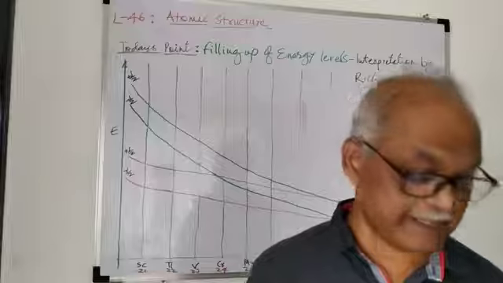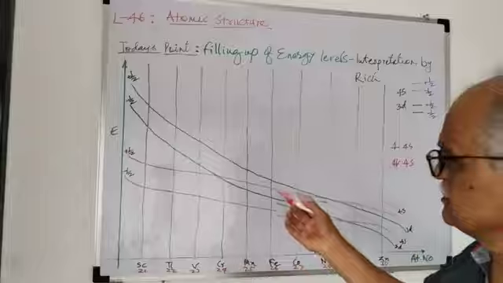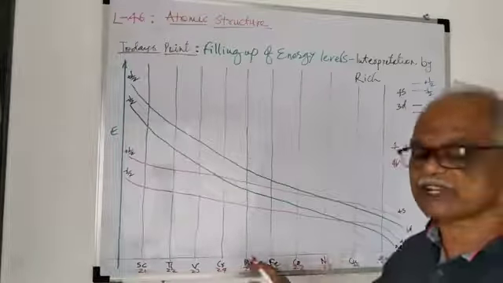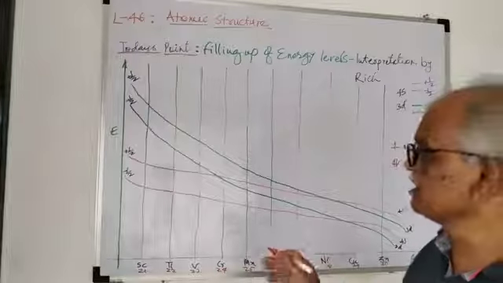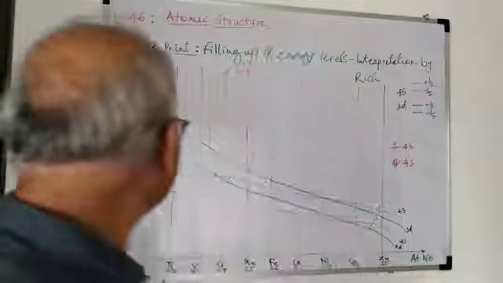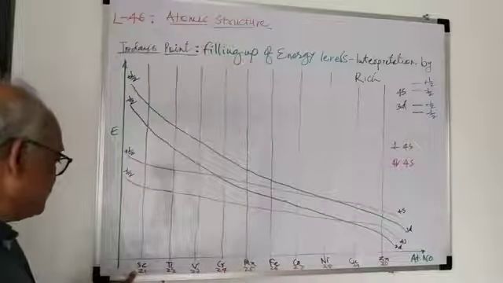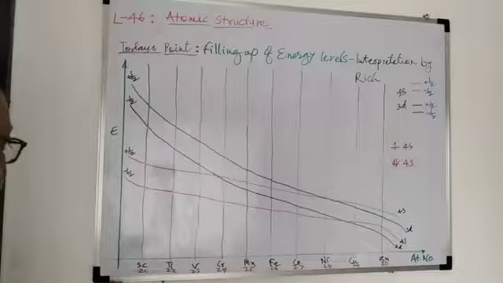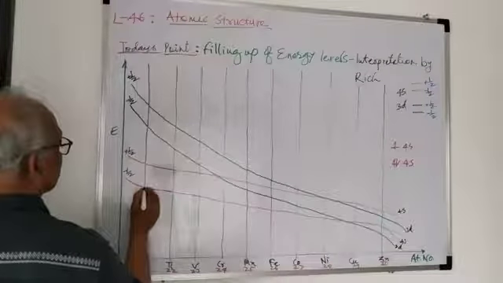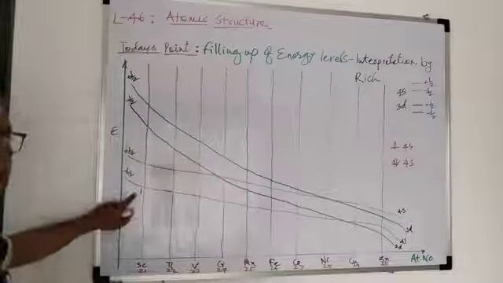Now, in order to understand how this electron distribution takes place along these three d elements, that is scandium to zinc, we will add the electrons gradually here in these orbitals. So when we consider scandium with atomic number 21, the electrons are previously filled like this. So we are showing here the electron with spin minus 1 half.